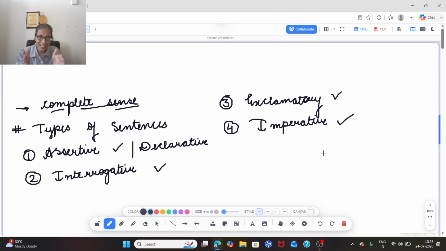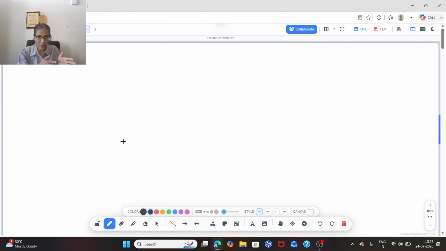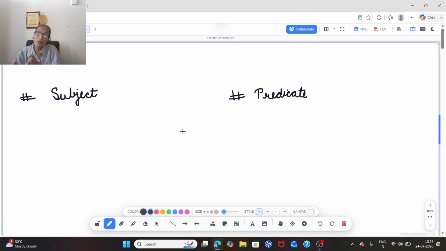Now, a sentence is divided into two parts. The first part is the subject: what we are talking about, whom we are talking about. And the second part of the sentence is the predicate. When we name some person or thing, it is the subject. When we say something about the person or thing, that is the predicate. In other words, we must have a subject to speak about and we must say something about the subject, which comes under the category of a predicate.